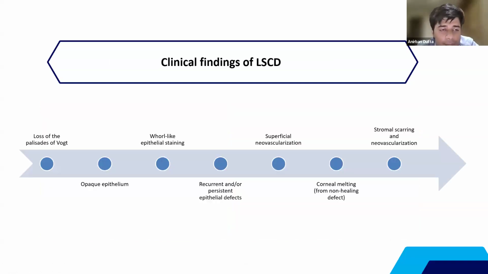So you will have a complete loss of the palisades of Vogt. The epithelium will become opaque. If you do fluorescence staining, you will get a board-like appearance. There will be persistent epithelial defects, superficial neovascularization, and since you have a non-healing or persistent epithelial defect, you will end up with a corneal melt, which results in stromal scarring, neovascularization, and so on. So all in all, a pretty ugly picture for the patient.